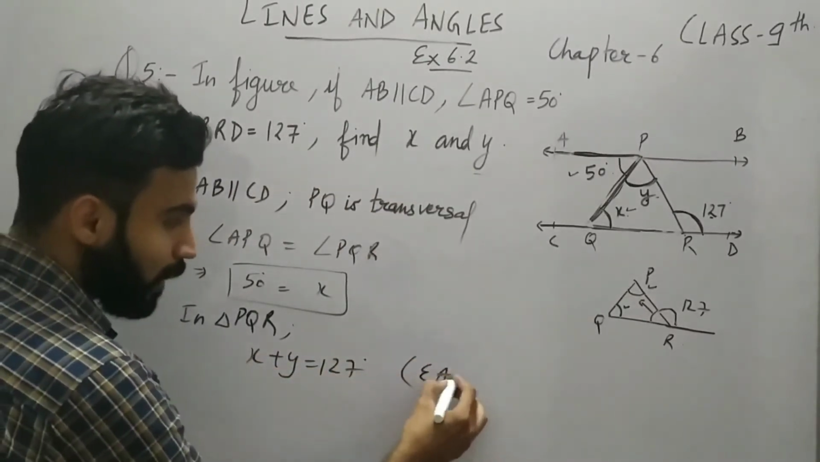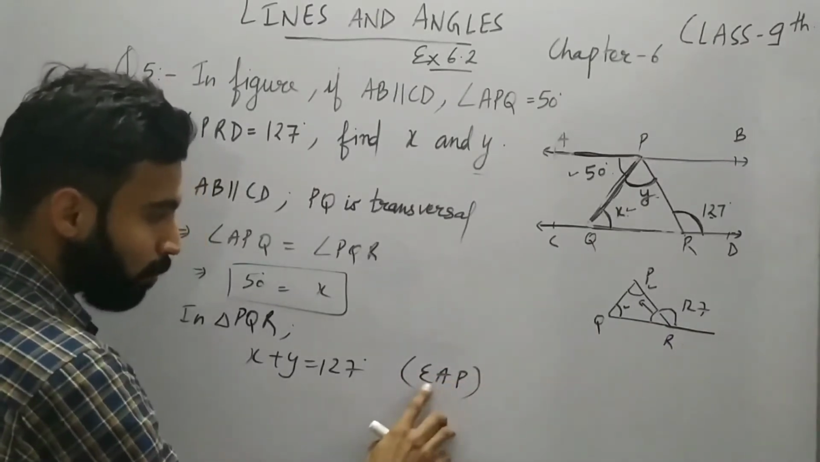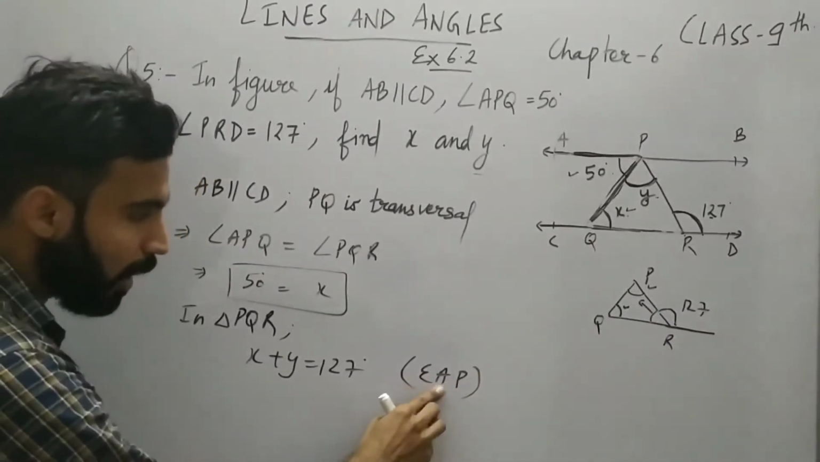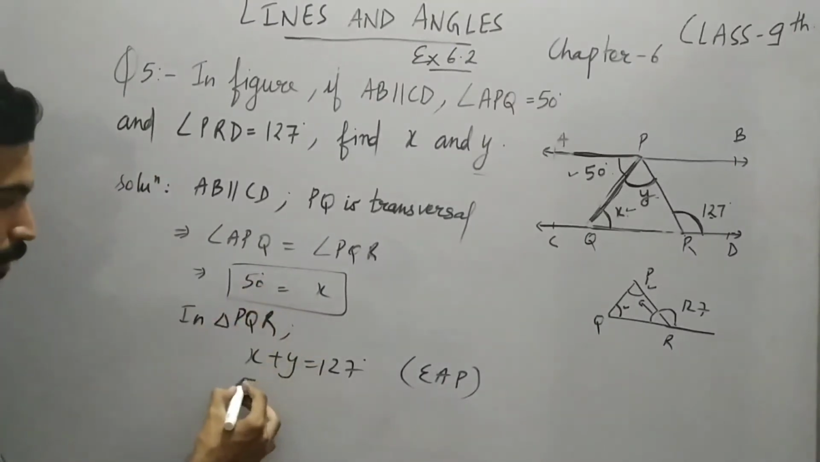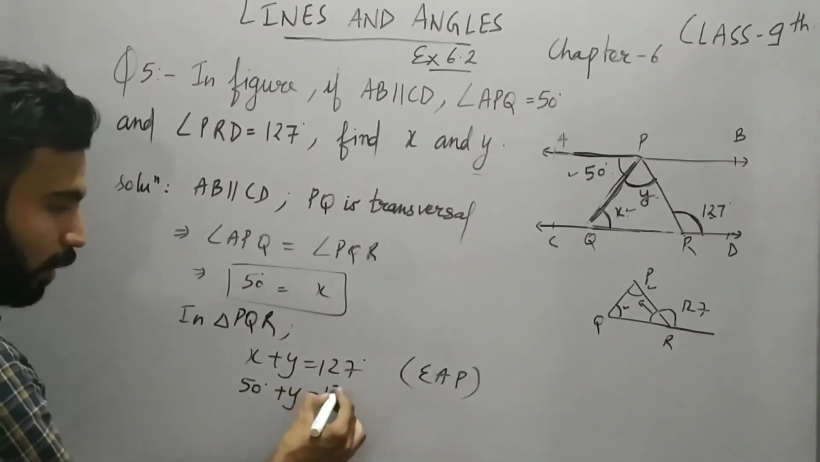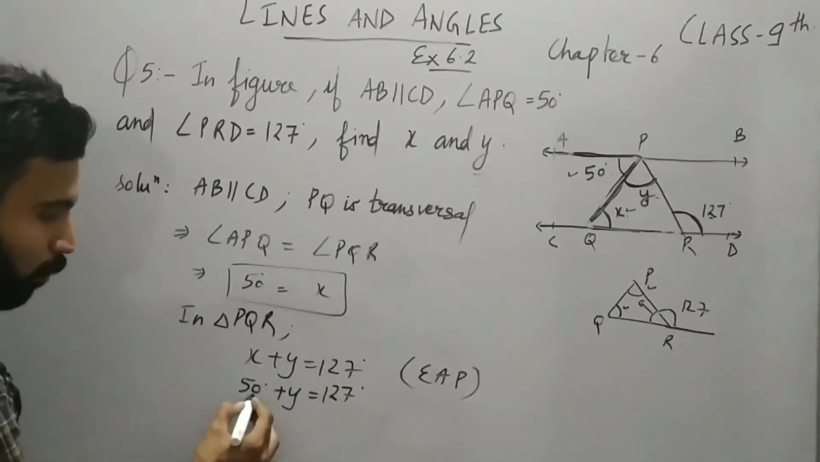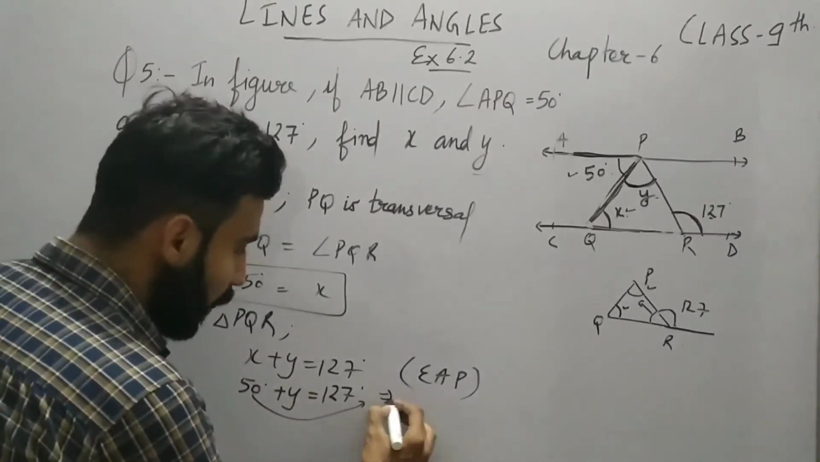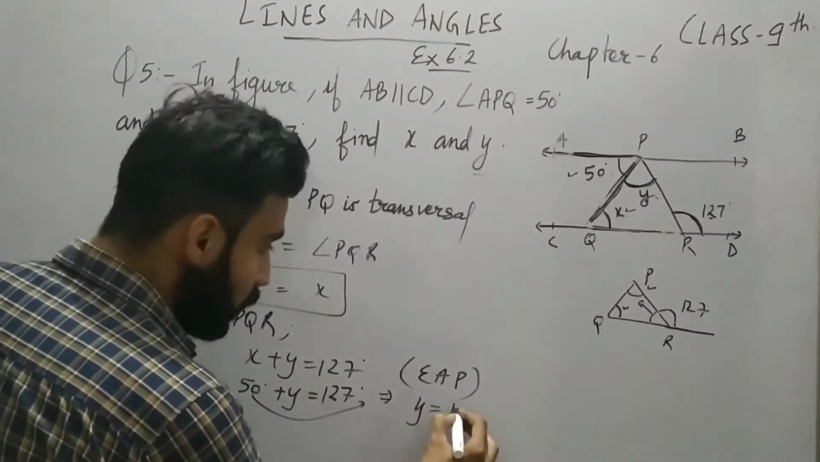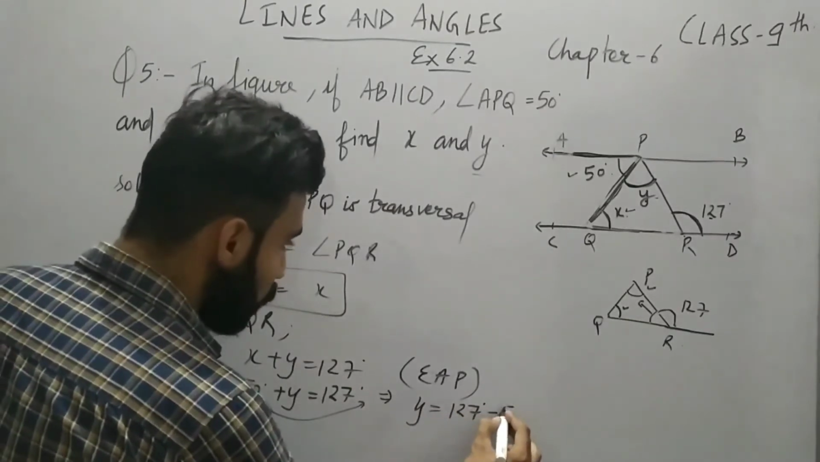So this is the exterior angle property. I'm not writing it in full, I'm just writing the short form. Exterior angle property, right? Now, you know X is 50 degrees. So I'm just substituting the value of X here. 50 plus Y is equal to 127. Now transfer this 50 over to the right hand side. So this will give me the value of Y as 127 degrees minus 50 degrees.